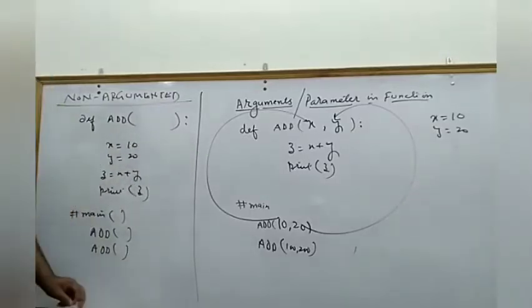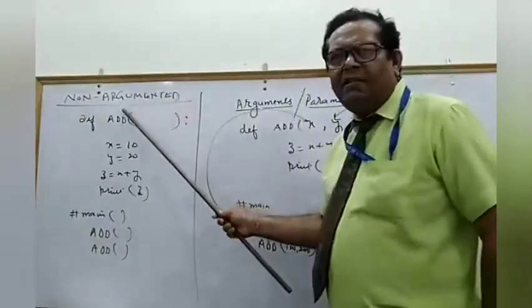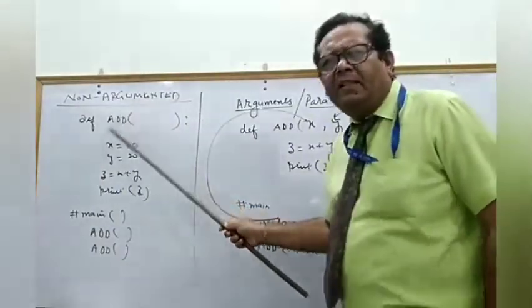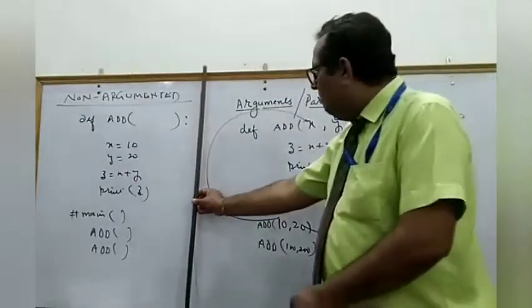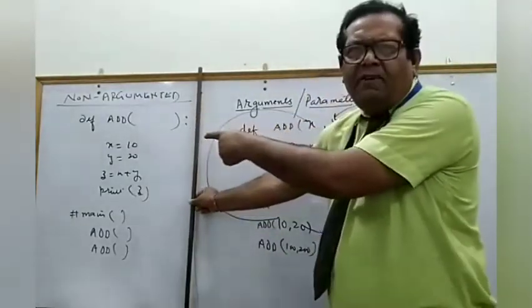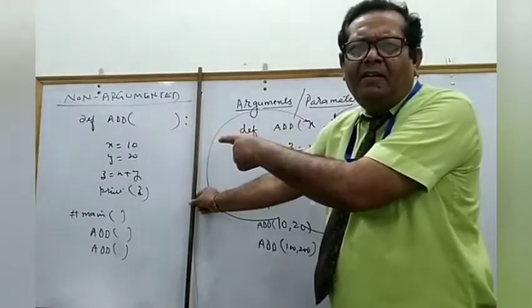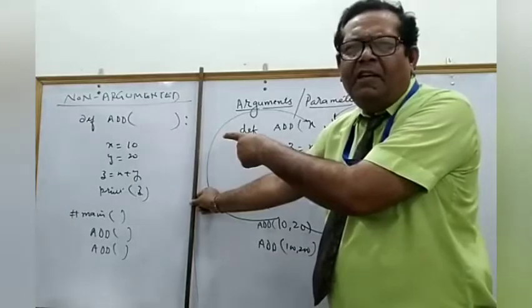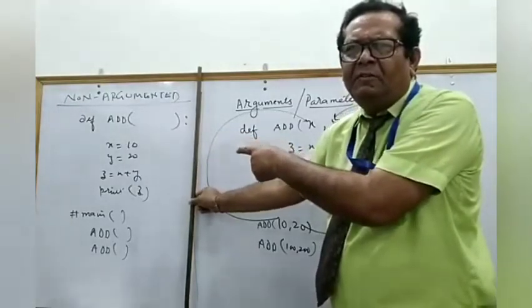You can see, children, both types of function in front of you. This is a non-argumented function add and the same function add in the argumented form. So you can see, children, this side you have a non-argumented function add, which will add the values taken by itself, but not from the values which the function gets from the calling function.